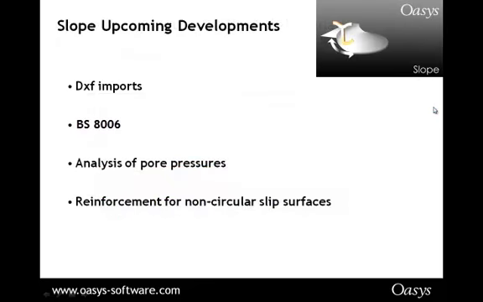So in terms of what's coming in Slope, there are developments which we're working on, and which should come over the upcoming year. One of them is the DXF imports. I briefly mentioned that. The British standards as well, so BS 8006, the most recent reinforcement information according to BS 8006 will be in there. Analysis of pore pressures, the developers are working on better analysis of pore pressures, and that'll be available. And also the ability to put reinforcement into non-circular slip surfaces will also be available very soon.